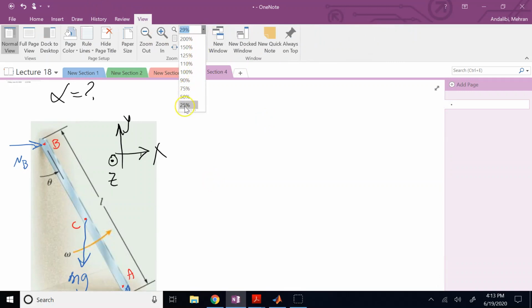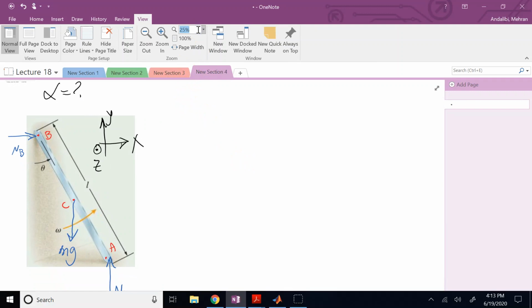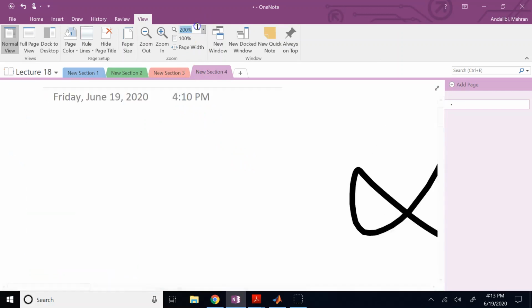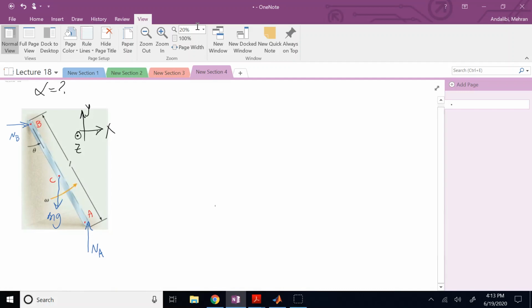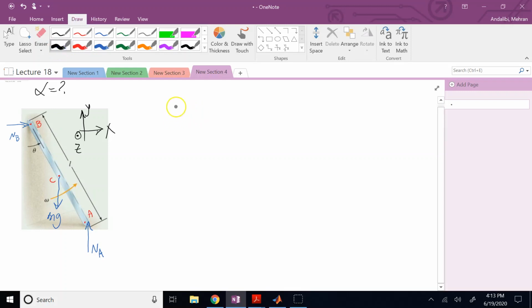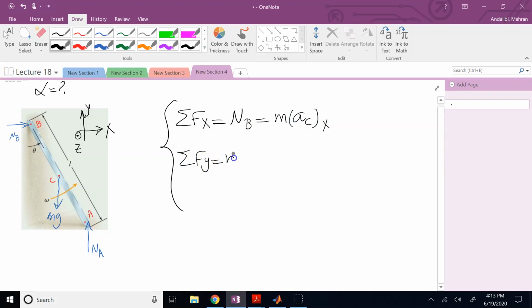Let's make this guy a little bit smaller, maybe even more. No, 20, not 200. There we go. And then here we have three governing equations, which says sum of the forces in the x direction, which in this case the only force we have is N_B. This is equal to mass of this object times acceleration of point C along the x direction. Sum of forces in the y direction, which is N_A minus mg, is equal to mass times acceleration of point C in the y direction.